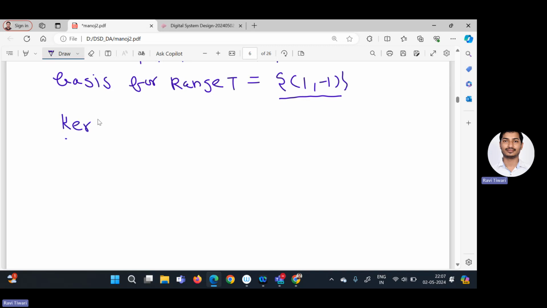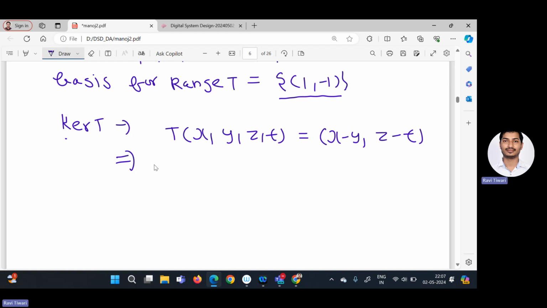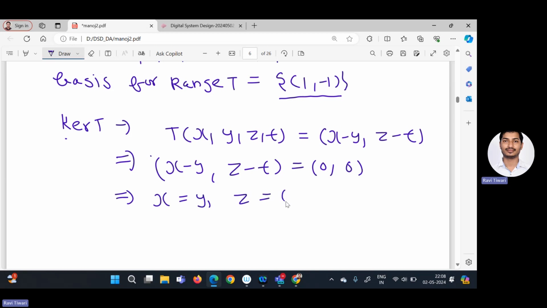Now, how do we calculate the kernel of this linear transformation? The linear transformation is given as T of (x, y, z, t) equals (x minus y, z minus t). For the kernel of the linear transformation, we know that the image should be 0. So for kernel T, x minus y and z minus t should be (0, 0), because zero in R2 space is (0, 0). This implies x equals y and z equals t.